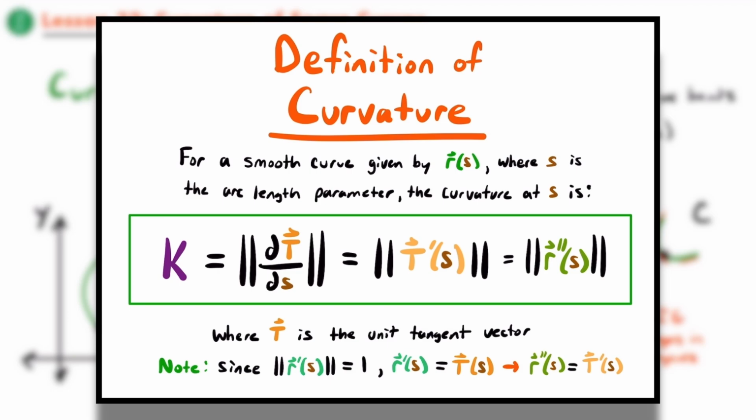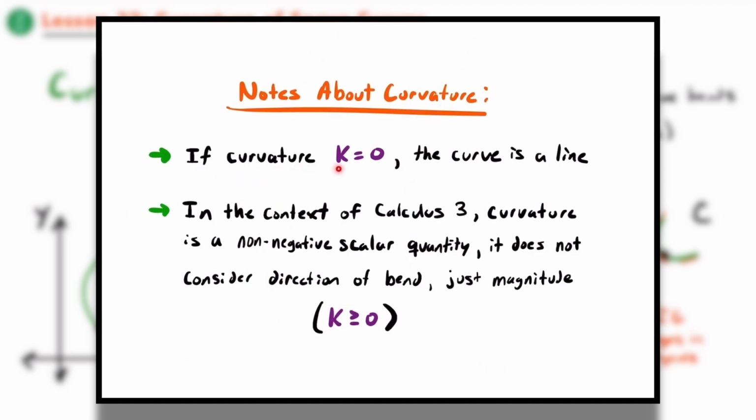And by the way, a couple notes about curvature here. If the curvature k is equal to 0 at a particular point or for the entire curve, then that means that the curve is a line, okay? If a curve has 0 curvature, then it's not curving at all, so it has to be a straight line, okay? And then in the context of calculus 3, we think of curvature as a non-negative scalar quantity, so it does not consider the direction of a bend, just the magnitude. In other words, the curvature k should never be negative within the context of calculus 3. k will always be greater than or equal to 0.